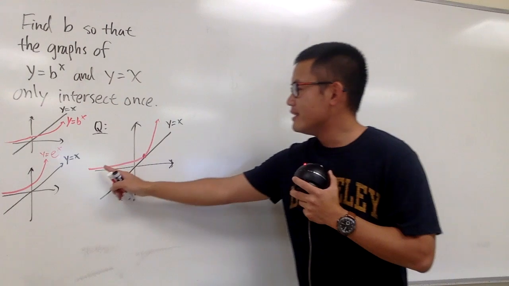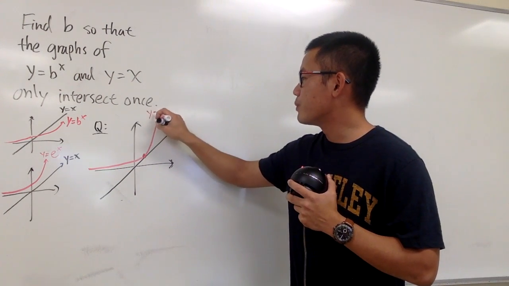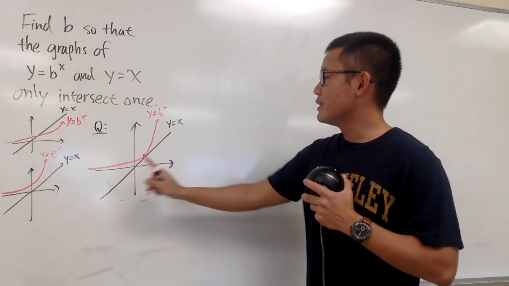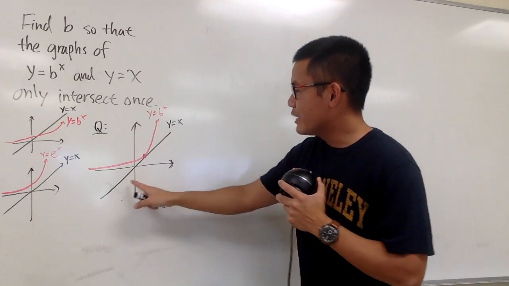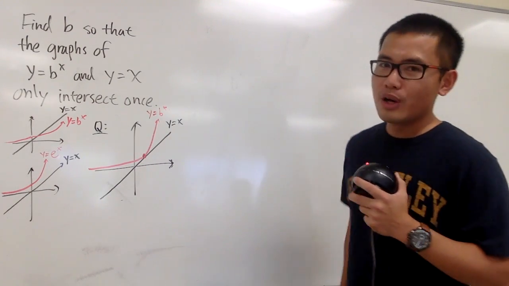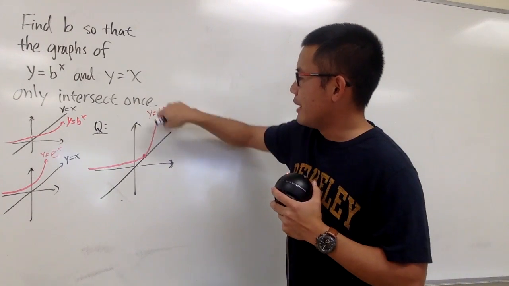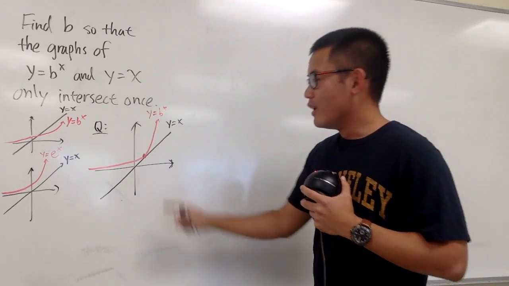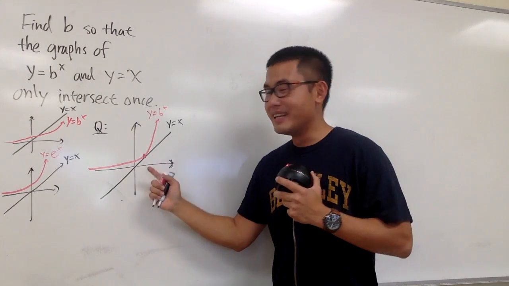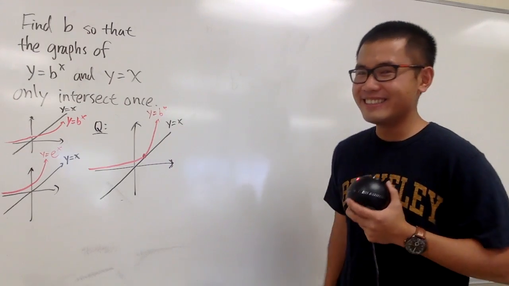And as you know, this is going to be increasing, because that's just the exponential graph. It's always increasing. Likewise, y is equal to x is always increasing as well. This is going to go up, and it will never go back down. So once they touch one time, they can never touch each other again.